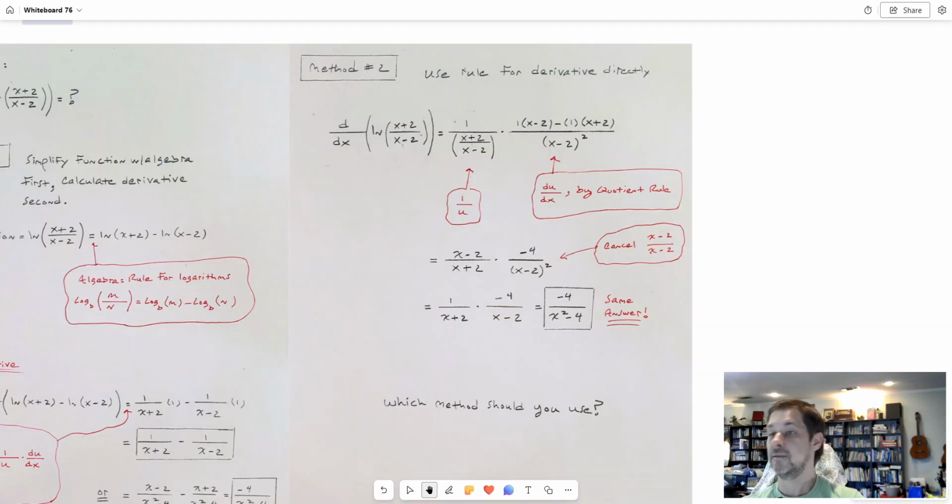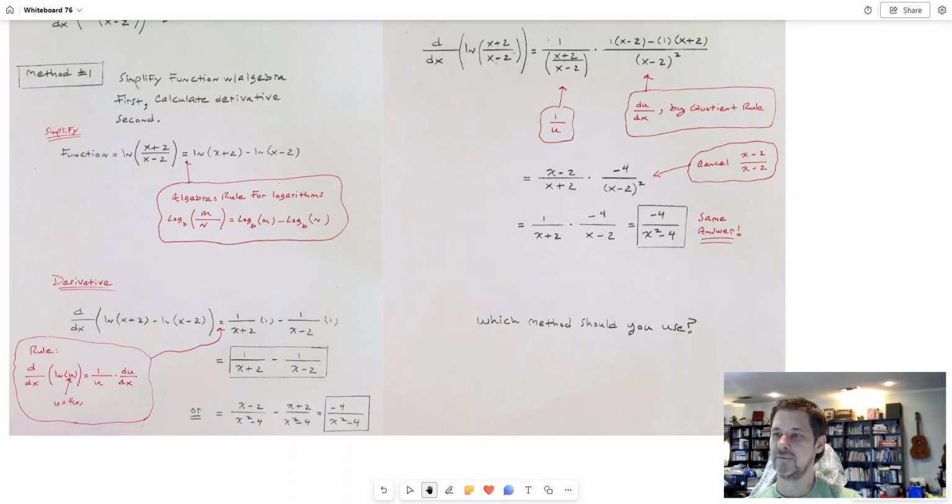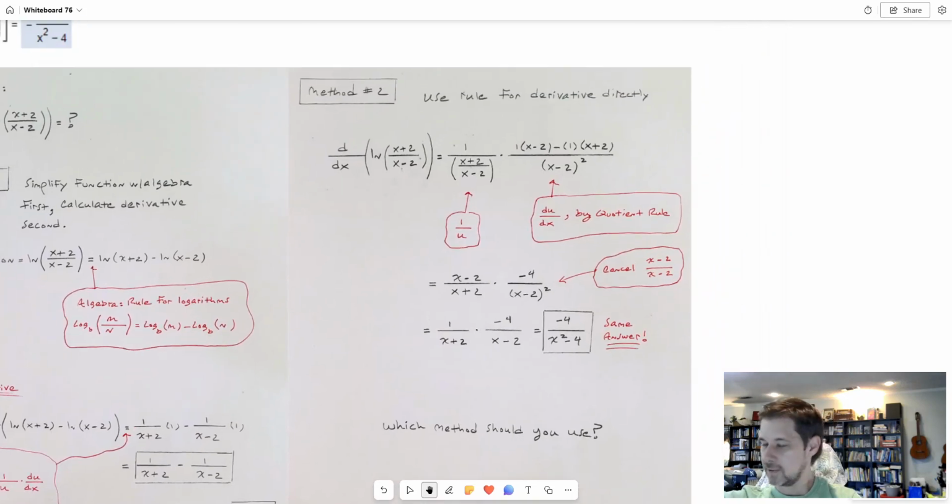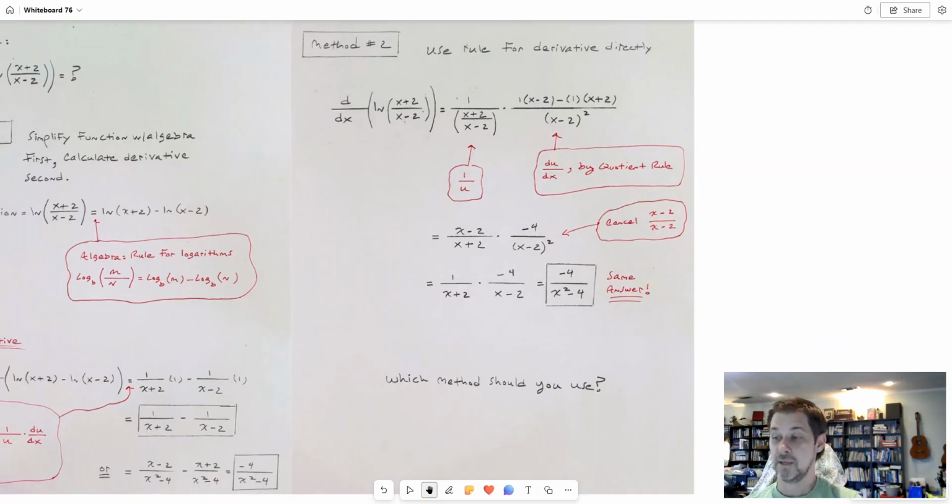Now, I think this method is harder. You have to use rules layered inside of each other. First I have to use this overall rule for the derivative of a logarithm, but then when I'm working inside of that, I've got to use the quotient rule, and it seems like more to simplify, but that's just my opinion. All right, which method should you use? I'd like you to consider both methods I showed you, but then whichever one you feel inclined to use, you can get either one to work.